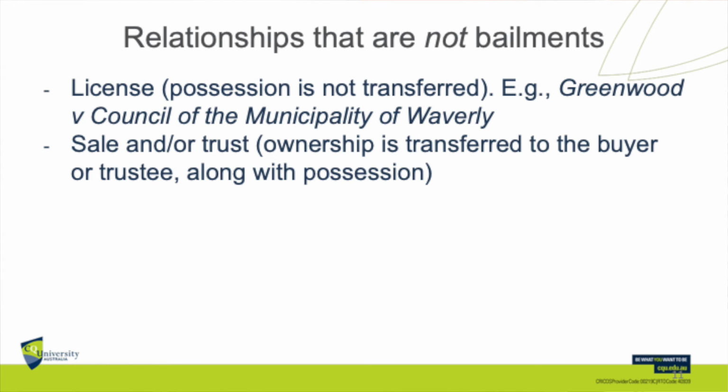Second, sales or trusts do not give rise to a bailment relationship because ownership is transferred as well. This is most obvious in a sale scenario, where the purchaser becomes the new owner of the goods and also takes possession of them. The situation is a little more complicated in a trust situation because we're dealing with trustees and beneficiaries, where the trustee holds the item for the benefit of the beneficiary. However, the key difference is that while the trustee holds the goods for the beneficiary, that is, has possession, they also have legal ownership over the goods during that time.